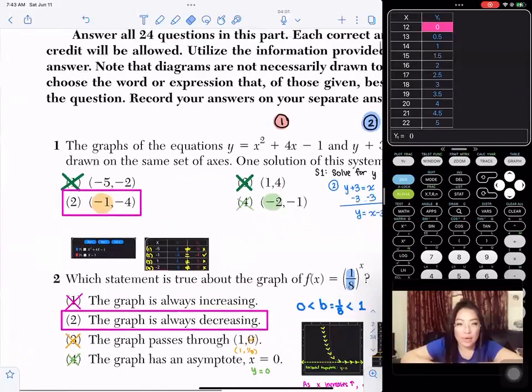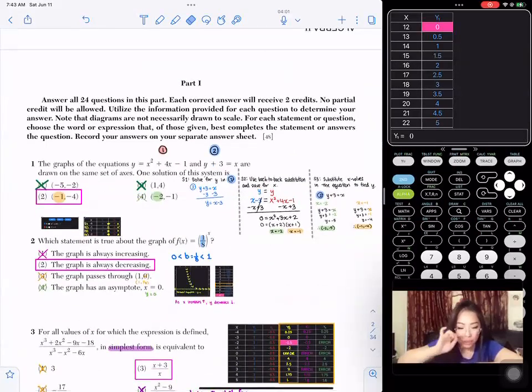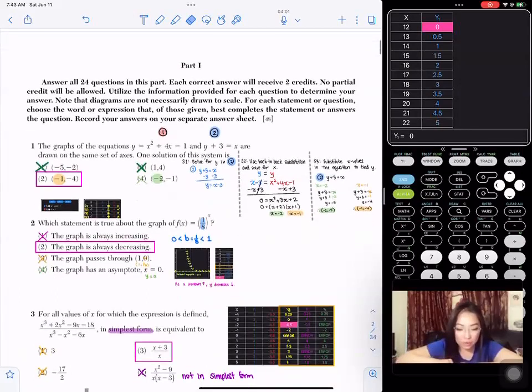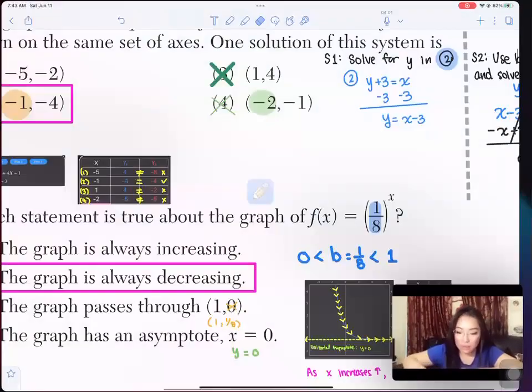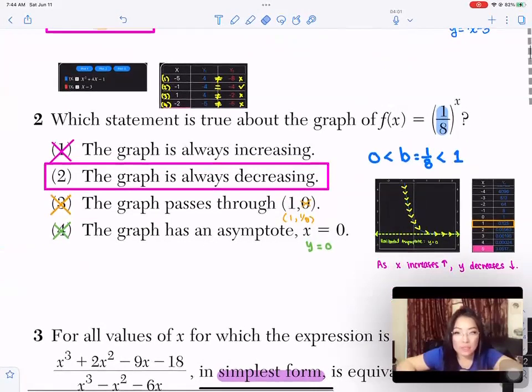All right, for number 2, which statement is always true about the graph f of x equals 1/8 to the x power? The graph is always decreasing. I'm going to pull this out for a second so you can see it in full screen. You can see from the table that the function is always decreasing as x is getting bigger because the y values are decreasing. And then you can also see it from the graph. Just draw a sketch of it on your paper and then show that it's decreasing. Okay.